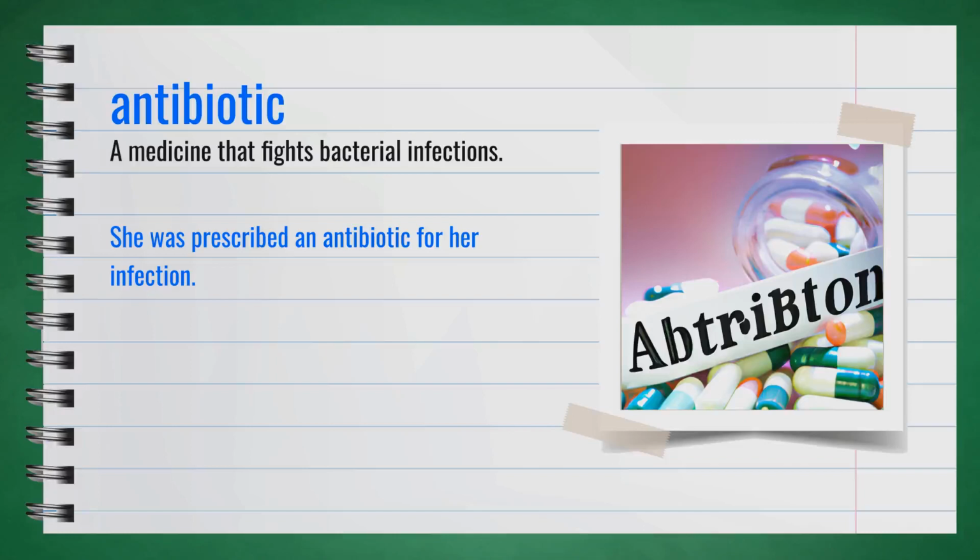Let's pronounce it together. Antibiotic. Antibiotic is a medicine that fights bacterial infections. Synonyms for antibiotic include medicine and antibacterial. For example, she was prescribed an antibiotic for her infection. To sum up, an antibiotic is a type of medicine used to treat infections.